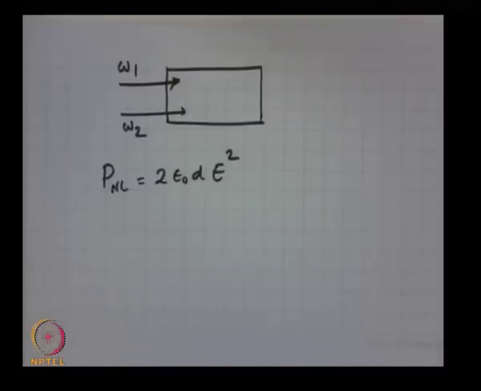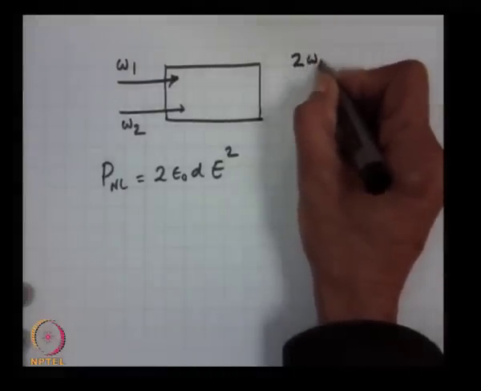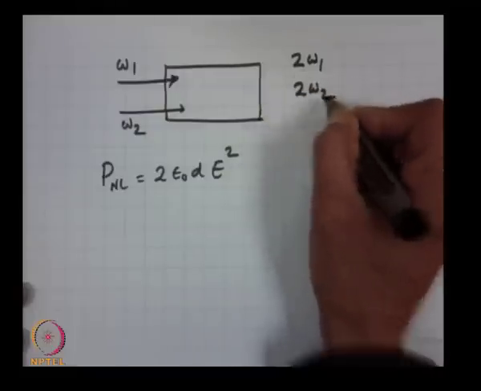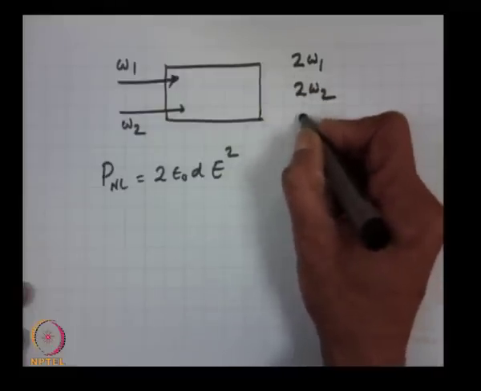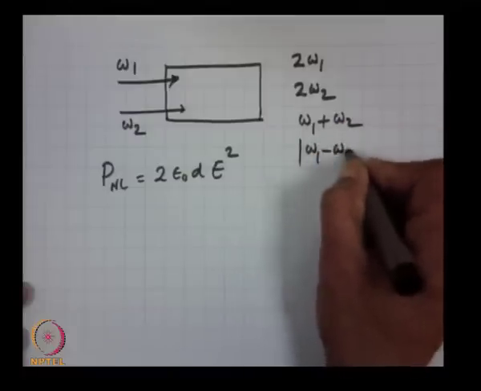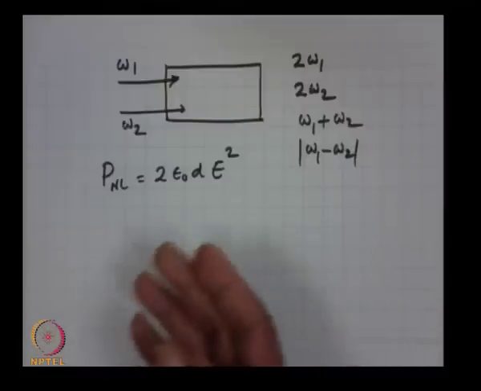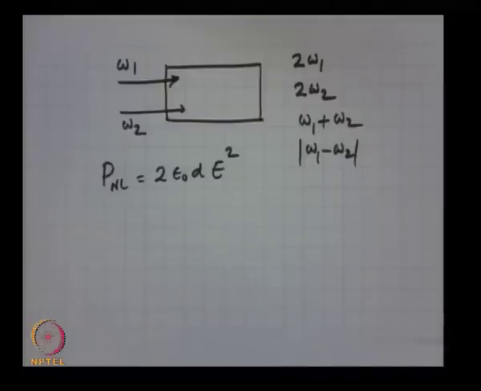Now, can you tell me what frequencies can come out from this interaction process? So what can exist at the output? 2 omega 1 can come out, 2 omega 2 can come out, the second harmonic of omega 1, the second harmonic of omega 2, and then omega 1 plus omega 2 and the modulus of omega 1 minus omega 2. Right? That's the only possible output. Now, what will determine what frequencies will come out? Will all of them come out, or only some of them, or what will determine which comes out?